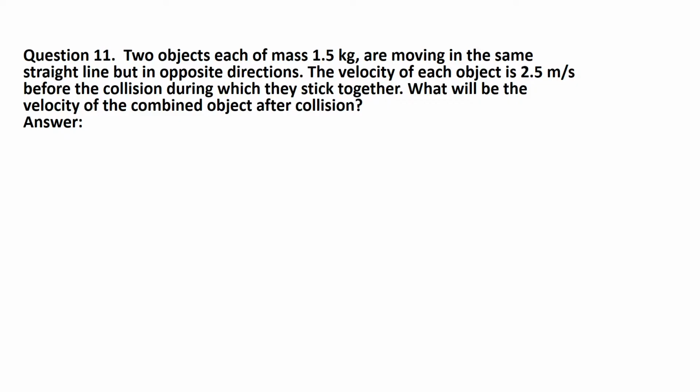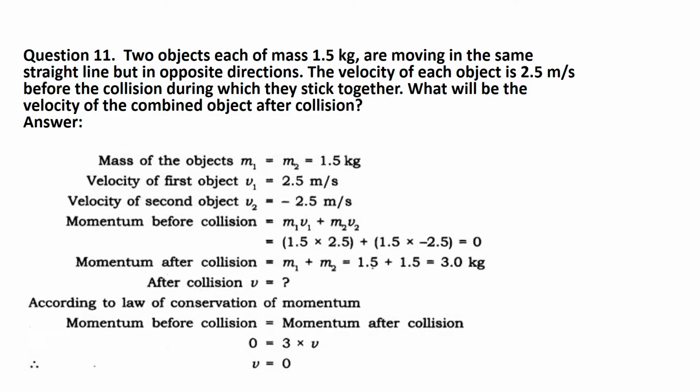Question number 11. Two objects each of mass 1.5 kg are moving in the same straight line but in opposite directions. The velocity of each object is 2.5 meter per second before the collision, during which they stick together. What will be the velocity of the combined object after collision? Now here we need to understand that there are two objects having the mass 1.5 kg. It means the same mass is there. So this mass m1 is equal to m2.